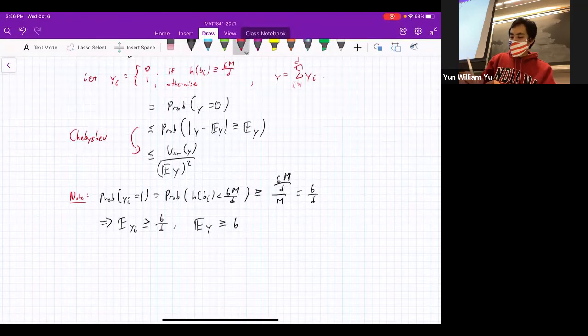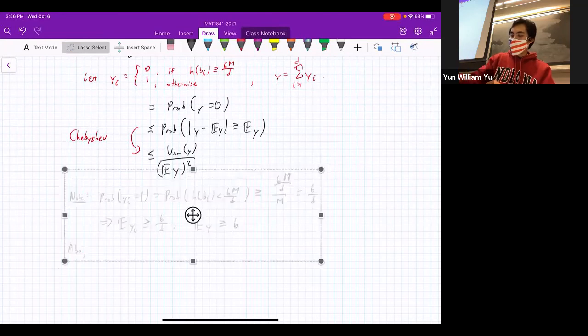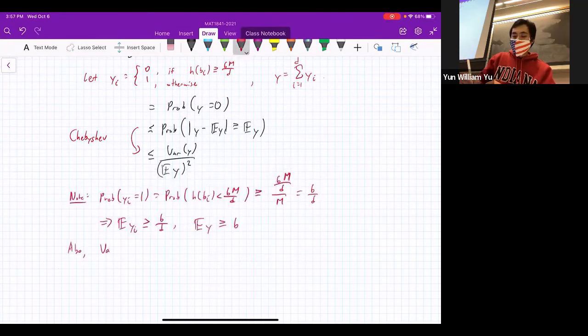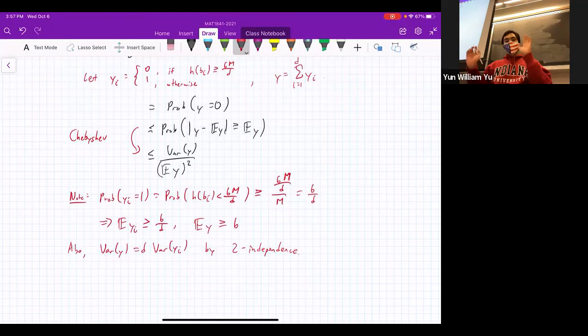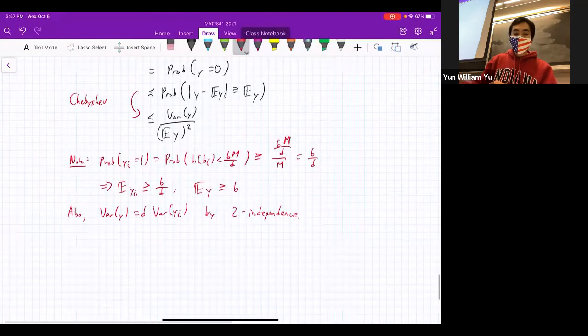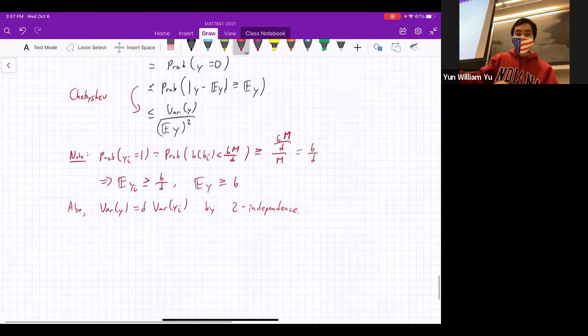Let me go ahead and write that out. Also note that, I guess I should have put all of this in red, this is all on the side. We have that the variance of y is equal to d times the variance of our yi's, and this is by 2-independence. We'll show a little more detail next time, but you actually do need 2-independence for this, because otherwise you can't multiply the expectations the way we need to in order for the variances to add. So we're assuming 2-independence, and this is what we're making use of now.